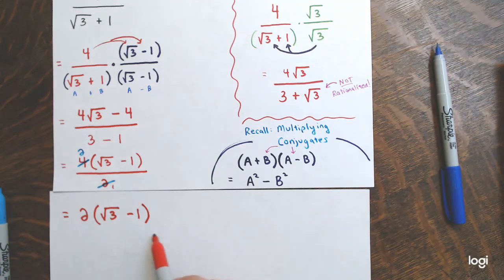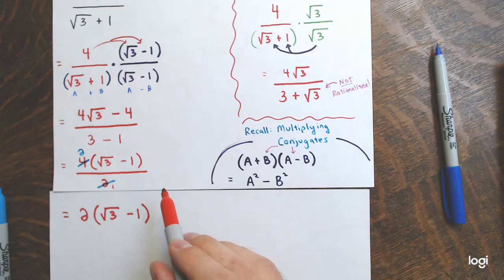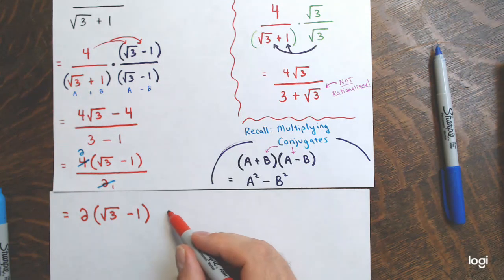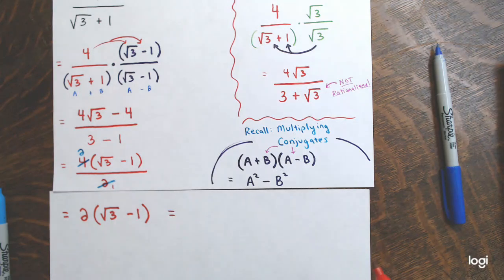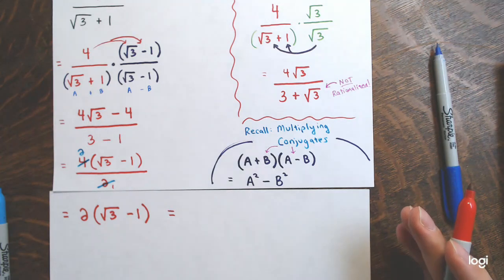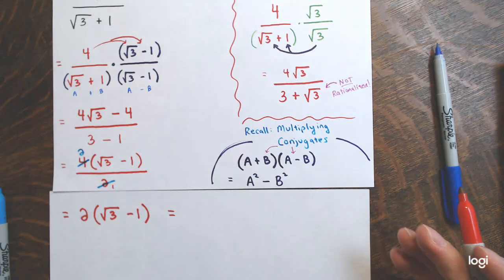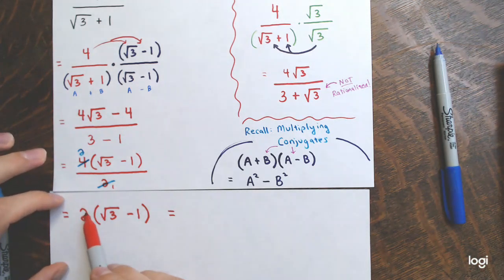So I mean, this is good. This is totally simplified, right? The numerator and denominator don't have a common factor, and there's no radicals in the denominator, so it's considered rationalized. But I think most texts that you see in either intermediate or beginning algebra especially will appreciate that you don't have parentheses at the end. Okay, so this is fine, this is great.